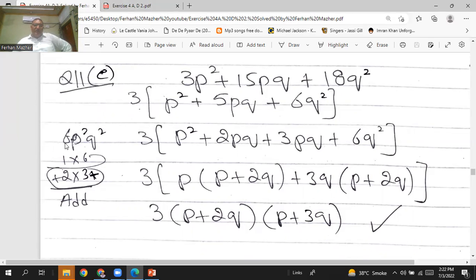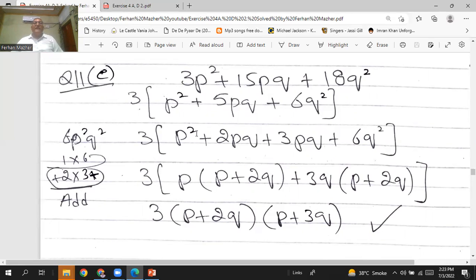Multiply the extreme terms, you get 6p square q square. So write the pairs, the factors of 6. They are 1 into 6 and 2 into 3. With the third term, you have a positive sign. So I will write here add. I will choose that pair which by addition will give me 5. That is 2 and 3. Because when you add, you give them the same sign: either both positive or both negative. With both of them, I will put positive because I want positive 5pq. So 3 square bracket p square plus 2pq plus 3pq plus 6q square, bracket close.